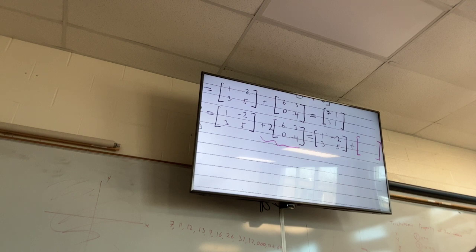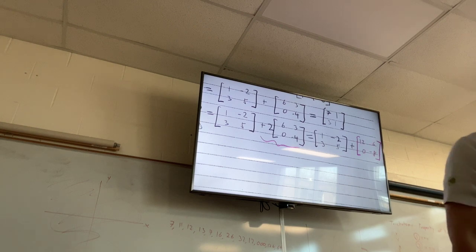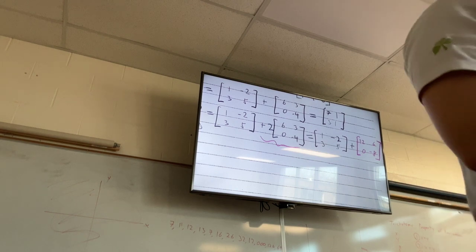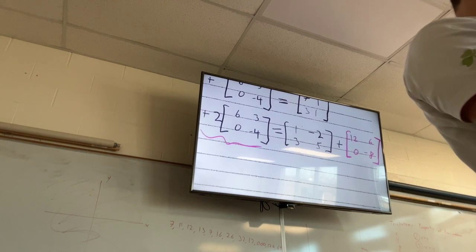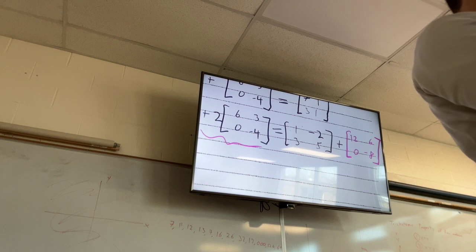To multiply this matrix by a scalar, all you do is multiply each number in the matrix by this scalar. So I'm going to multiply every entry here by 2. That's 2 times B: 12, 6, 0, negative 8. Then I'm just going to add those two together. So 2 is the scalar? 2 is the scalar, because it's not part of the matrix.